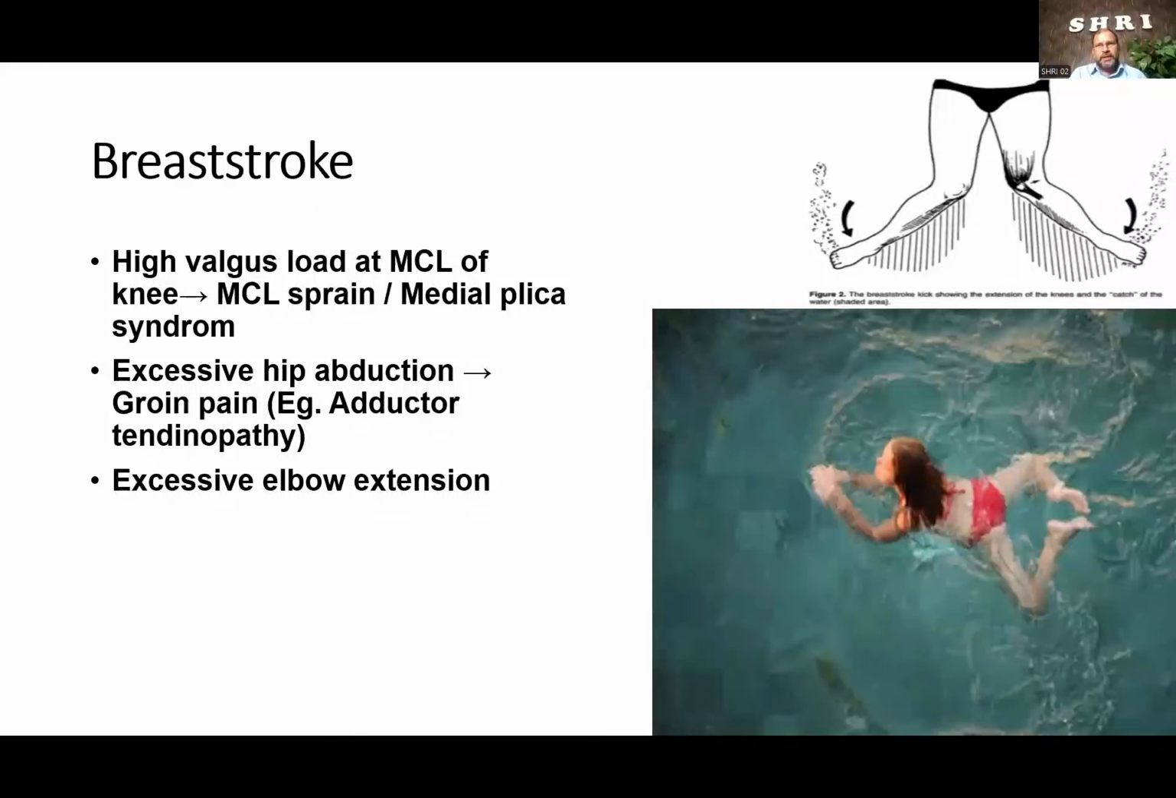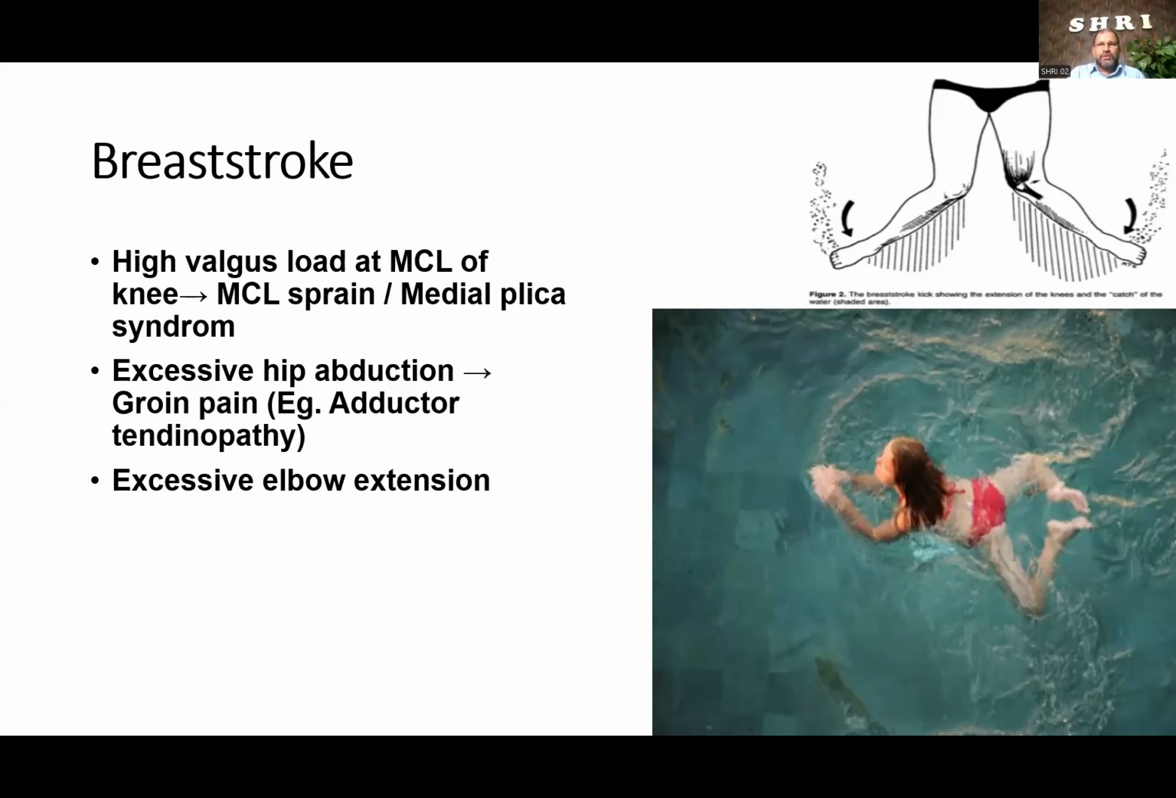In the last, we have breaststroke. In breaststroke, you can see they move like a frog, right? They move like a frog. There you can see they use the leg, the knee and the feet, more away from the midline. So there's a high valgus load at the medial side of the knee, and it may cause strain on the medial collateral ligament, right? At the same time, they might have a problem in the medial plica also. That is called medial plica syndrome.